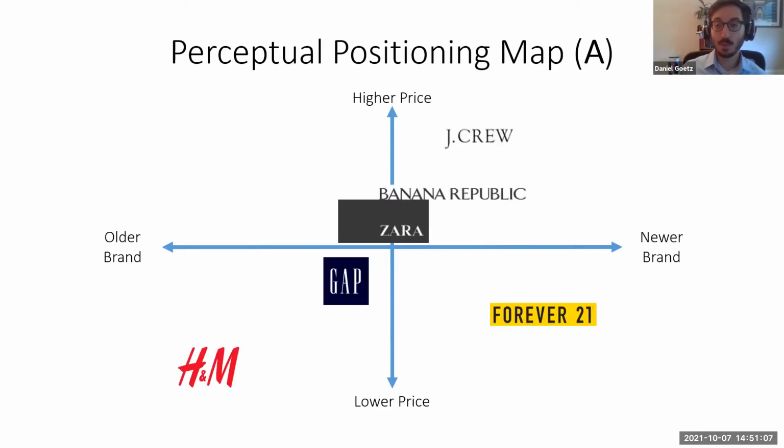So here's one perceptual positioning map. They've all maintained their price ranking, but now on the x-axis, we have newer brands on the right versus older brands on the left. So we can see Forever 21 is the newest brand and H&M is the oldest brand. And let me ask you guys, is this a good perceptual positioning map? So remember, to be good, the attributes that we chose should be informative, and they should be things that consumers care about.